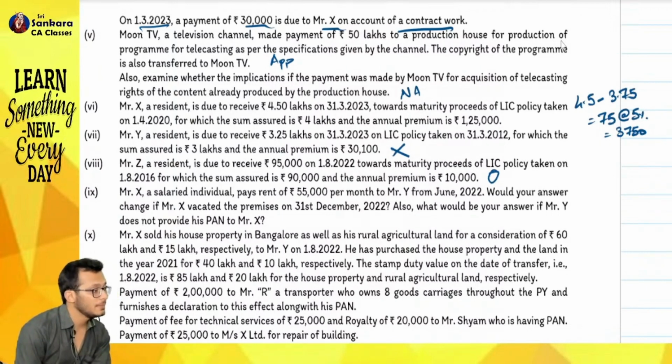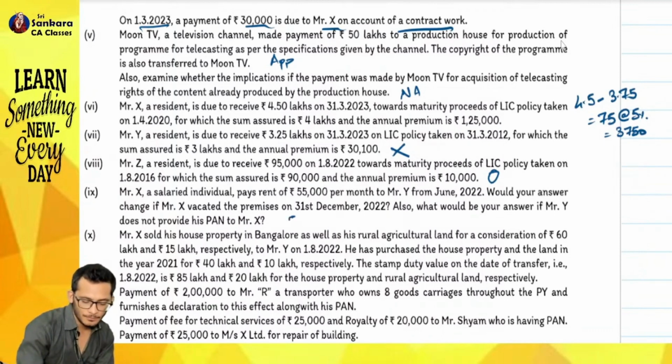You are in 194IB. Why? Because you are a salaried individual, which means your business turnover is not there, which means 194I will not apply. If 194I does not apply, you will go to 194IB. In 194IB, the limit is 50,000 per month. This is 55,000 per month. TDS applicable, not applicable? Applicable.